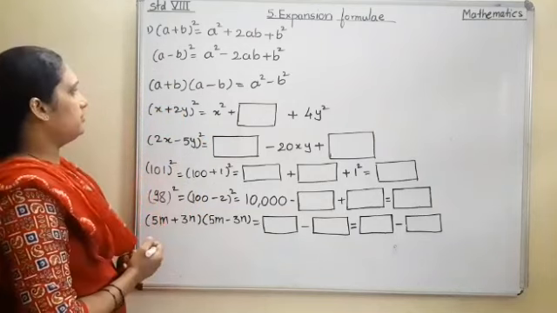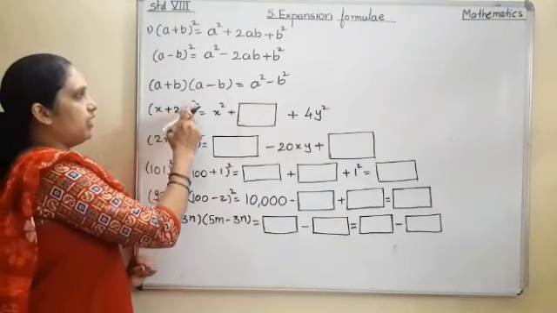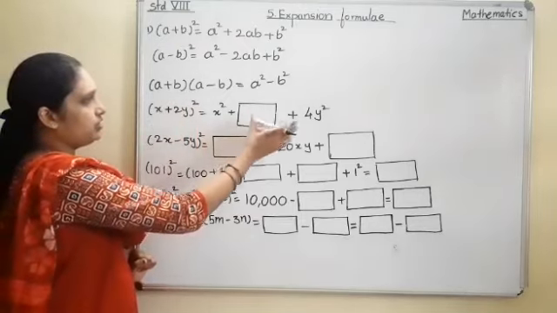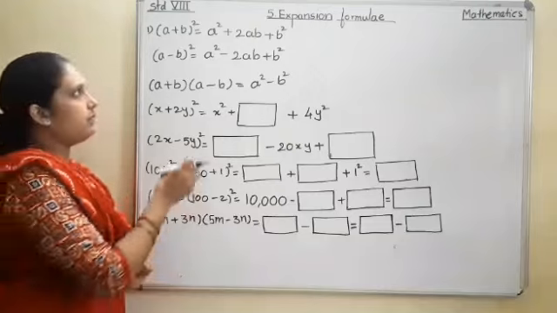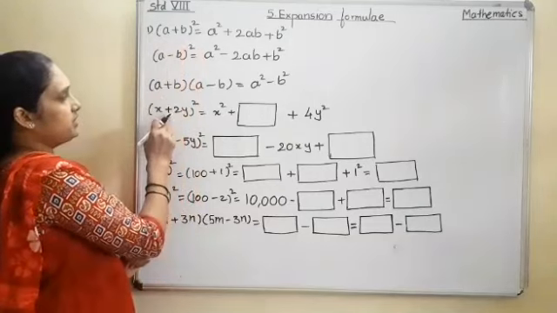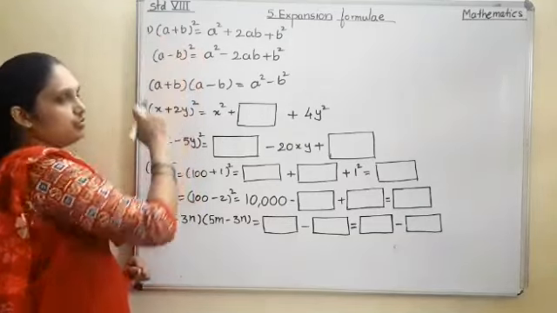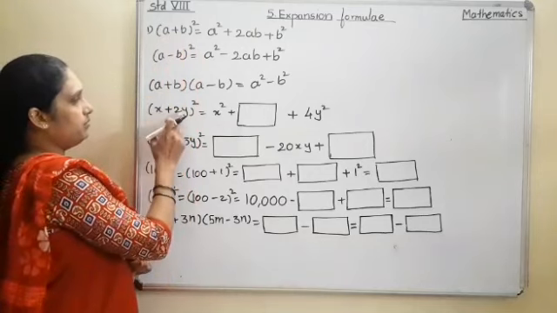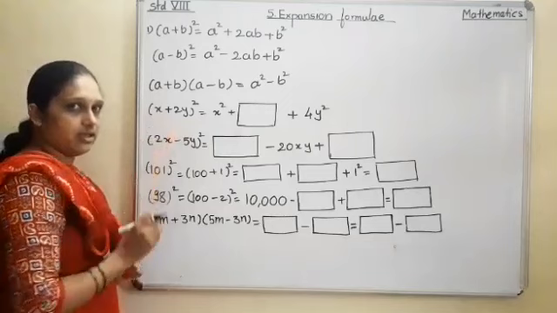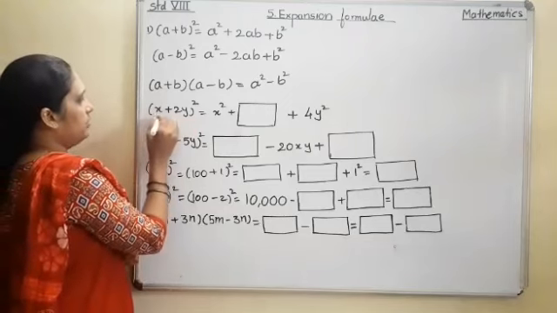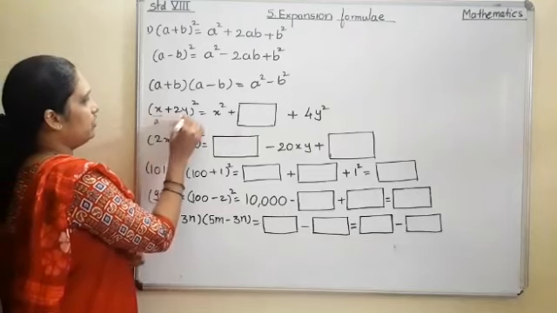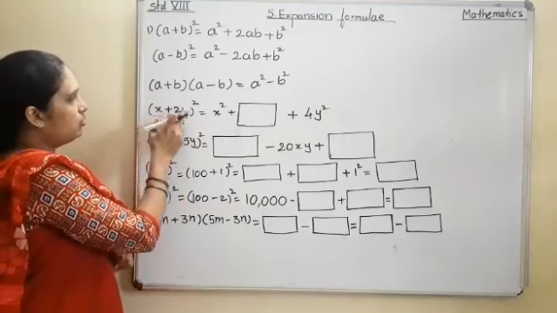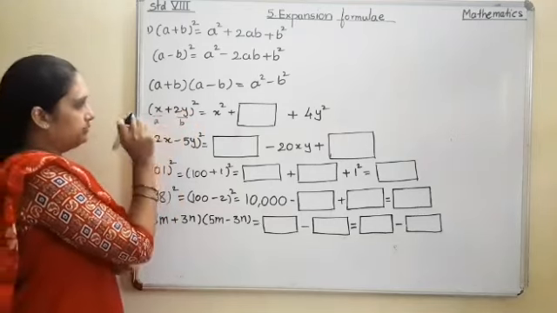So the first is given, (x plus 2y) its square. Now how to do the expansion of this? For this we'll apply the first one because plus is given. So we'll use the first identity, a plus b. We'll consider this x as a, 2y as b. So here I'll write so that you'll understand it better. So x means a, 2y we'll consider as b.